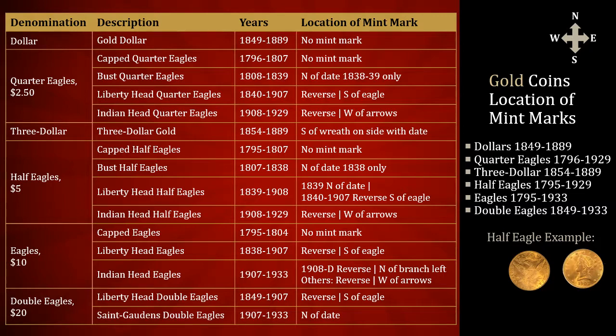Now this is for gold coins. Same idea. The example we have is a half eagle. And the half eagle description says 1840 to 1907. It's on the reverse, south of the eagle. The example we have is 1902, so it falls in that category. And if we magnify it, we can see the mint mark right there south of the eagle.